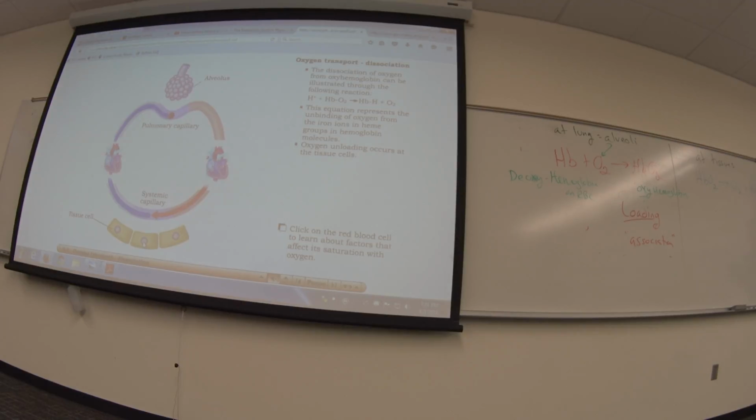Just opposite direction. So we have oxyhemoglobin. Magic happens. I make oxygen plus deoxyhemoglobin. What am I going to do with that oxygen that's sitting out there? It's going to go to my tissues. I'm going to send it to my tissues, because I let it go from the blood, now it's free.